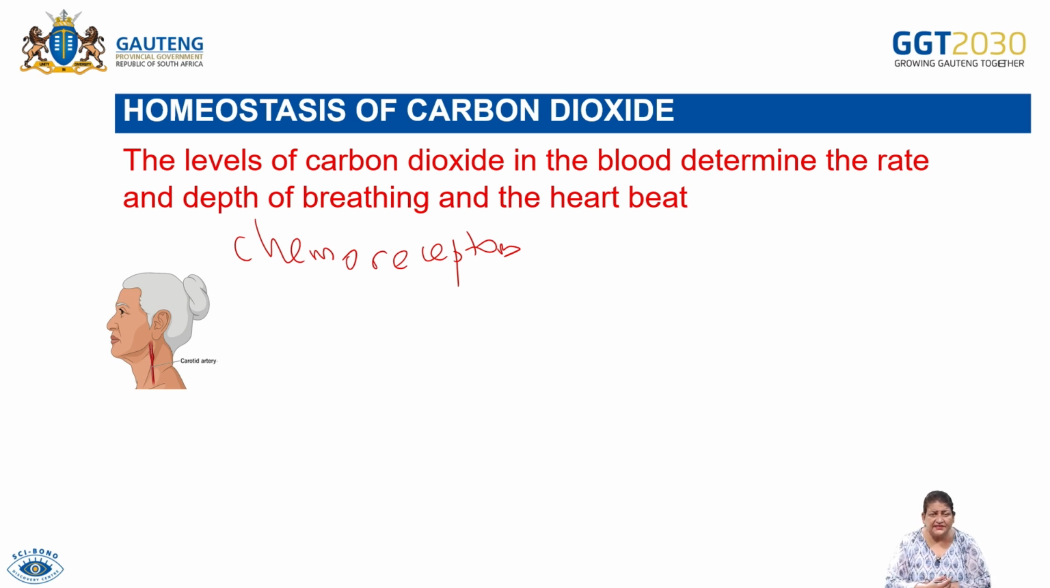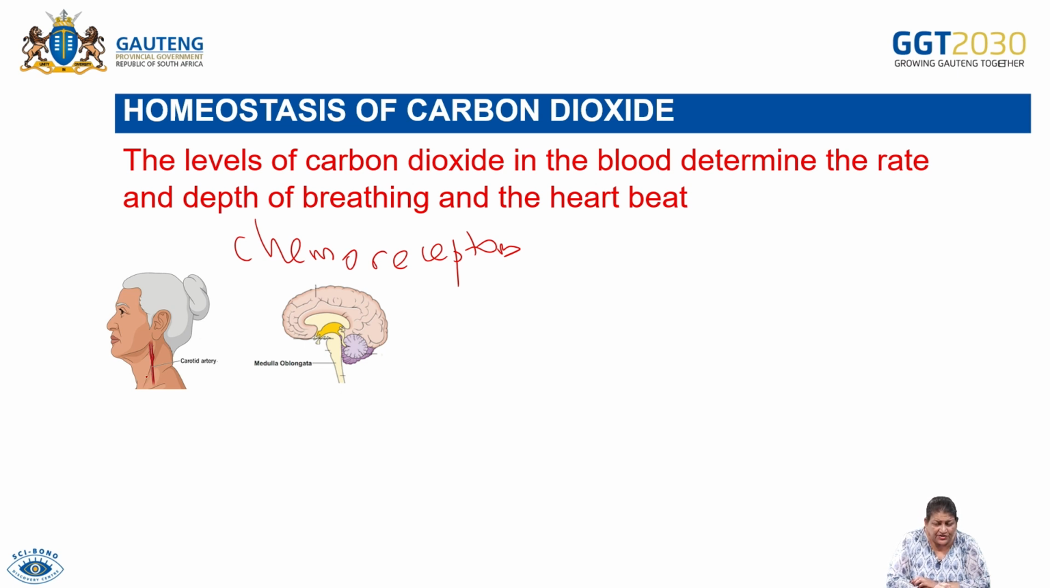Because the person's exercising, he's breaking down more glucose, he's releasing more CO2. So this high level of CO2, that is a stimulus. It's received by the chemoreceptors in the carotid artery. And then a nerve impulse is sent from the carotid artery to the back of the neck where there is the medulla oblongata that is below the brain.